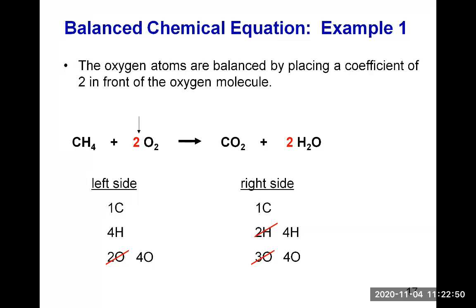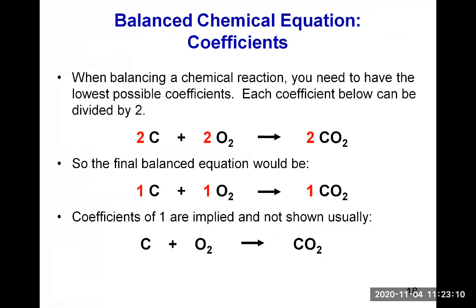So the equation will stay like this: 1 CH4 plus 2 oxygen molecules gives 1 molecule of carbon dioxide and 2 molecules of water. So when you are balancing a chemical reaction, you need to have the lowest possible coefficients. The coefficients should be the lowest possible.